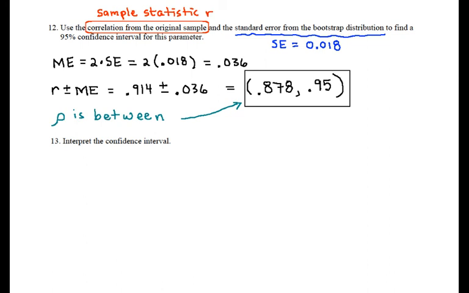Correlation is a unitless measure. It's not measured in inches or pounds or anything like that. So there are no units to actually put into this interpretation. But if units apply, we want to include them. So I'll go ahead and fill in an interpretation now.